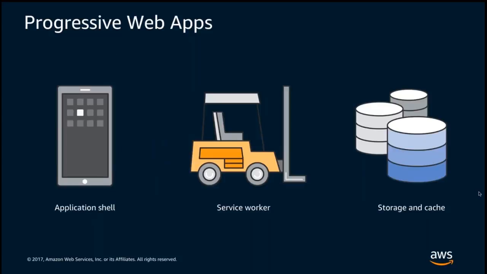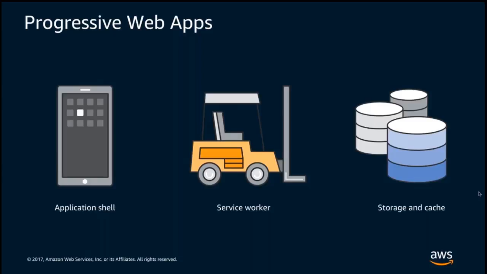So the three distinct aspects of a progressive web app are the application shell, the service worker, and storage and caching. So the application shell is your app, the HTML, the CSS, the JavaScript, and this will get cached on the local device when the web application is installed or added to home screen.